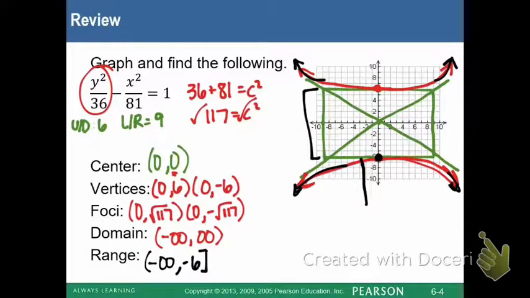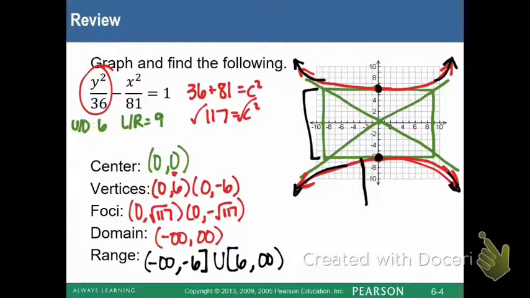I'm going to put a closed bracket because it does actually touch at that point. Okay. Remember, then I put that U thing to show that there's a gap, there's space. It doesn't start again until this vertex, which is at +6, and then it goes up forever. So I'm going to finish with positive infinity there.